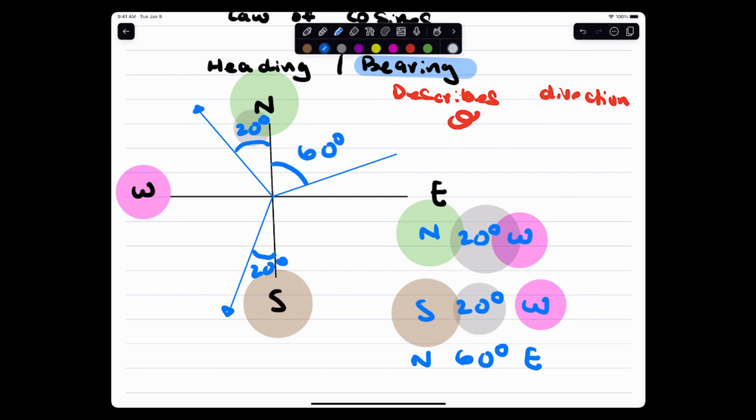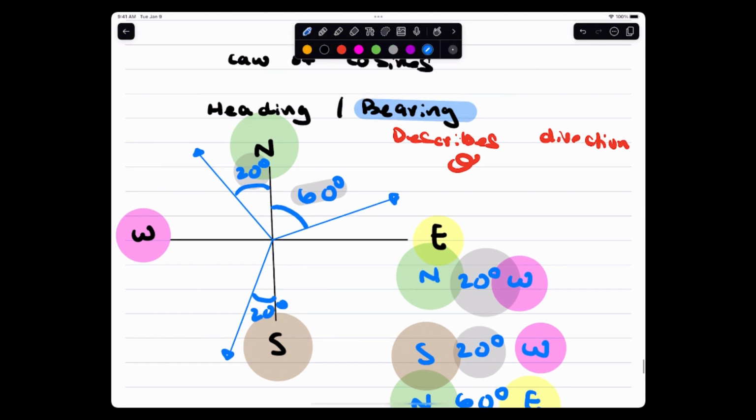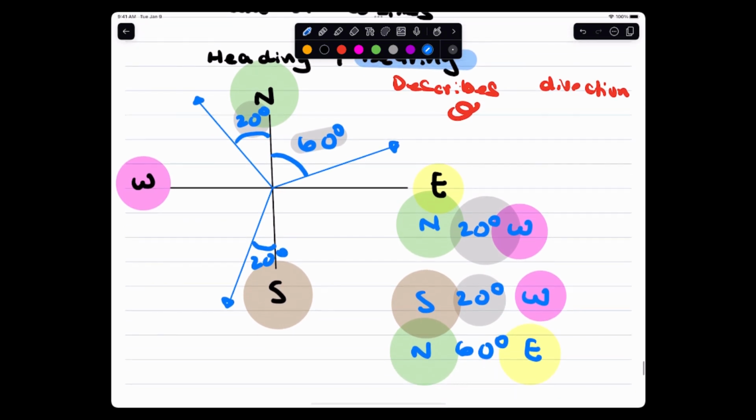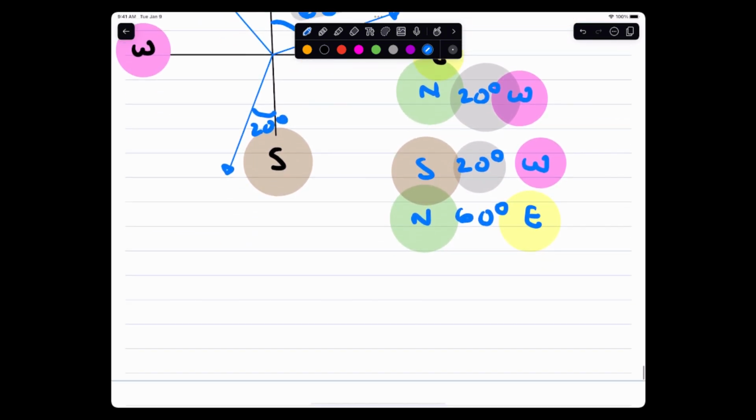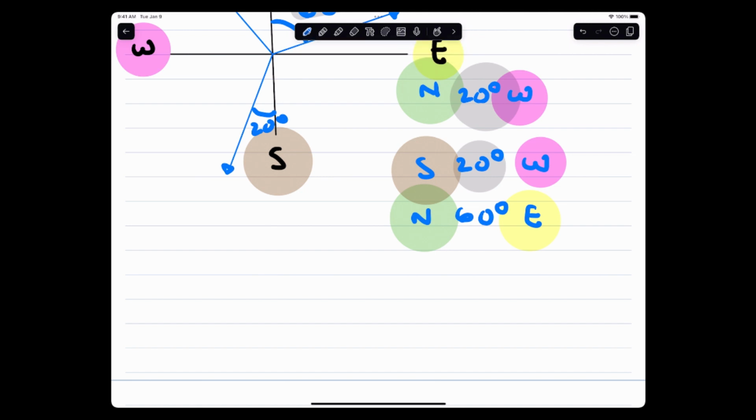So I need to know, let's see what color. We know north is what? Green. And then I guess we can say yellow would be east. So this is how we describe the direction. Okay, so I'm going to put that here. Heading and bearing. And then, to give you guys another example, they can say south maybe 75 degrees west.